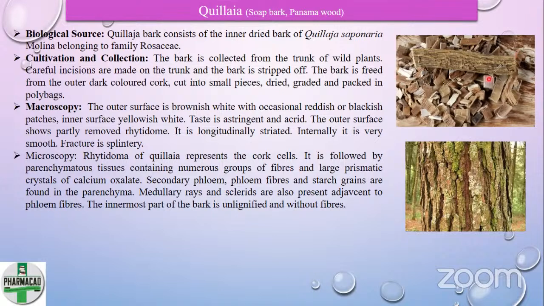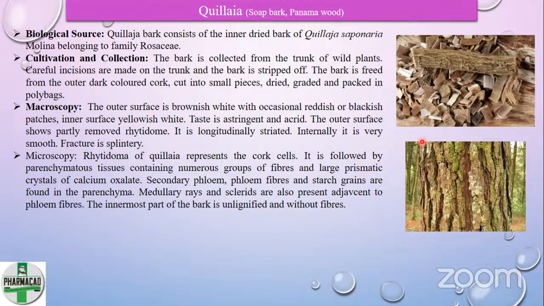It is brownish white, while occasionally reddish brown or blackish brown in color. Taste is astringent. In microscopy, it has rhytidome, which represents the cork cells. So basically the cork cells present in the Panama bark or the Quillaja bark represent rhytidomes. Okay, rhytidomes are nothing but the outer bark.